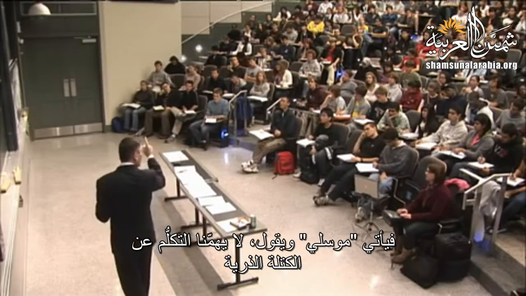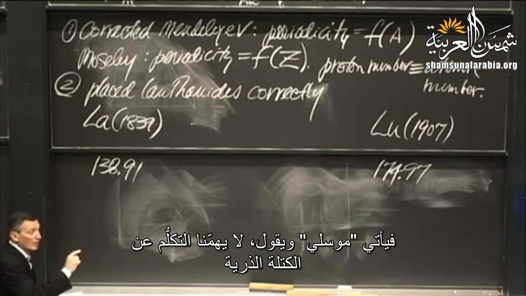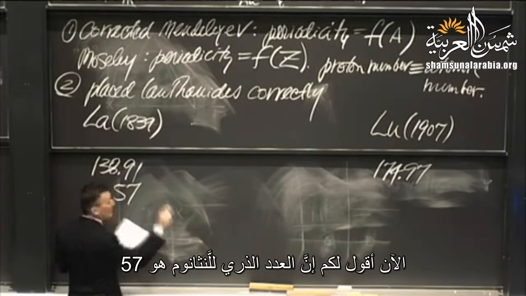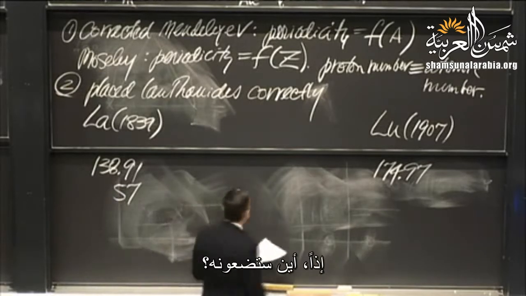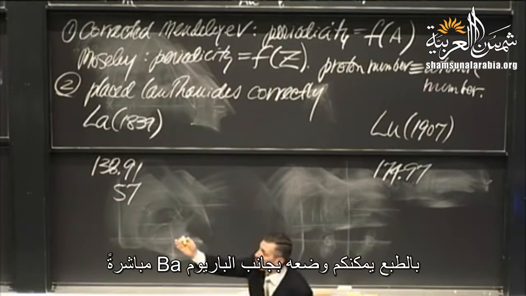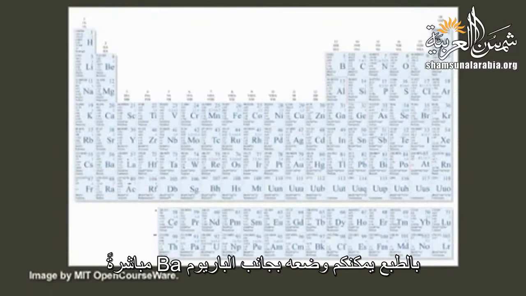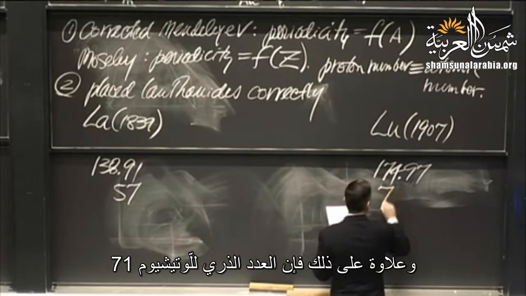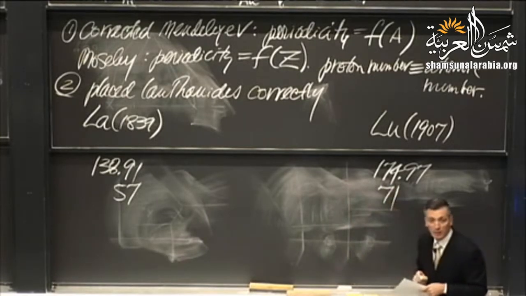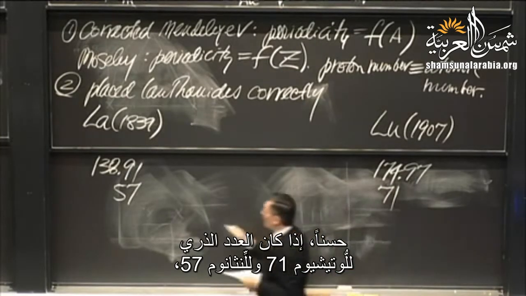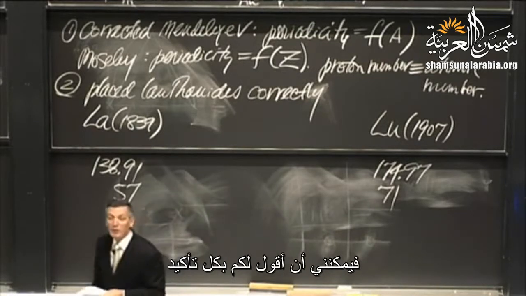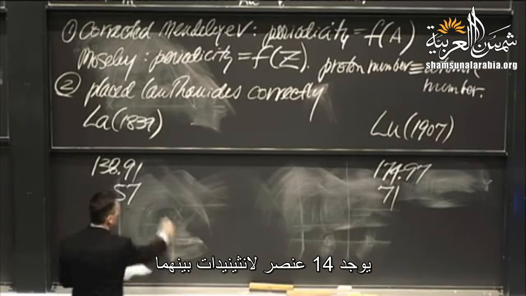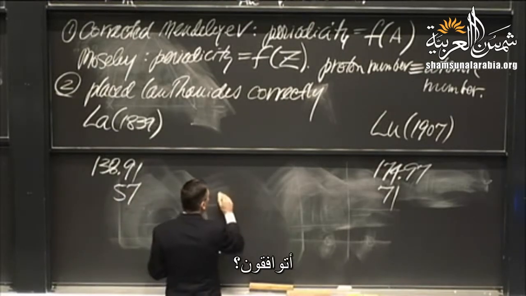But now comes Moseley, and he says, we're not talking about atomic mass, we're talking about atomic number. So now I tell you this atomic number is 57. So where do you put it? Duh, you put it right next to barium. There's no debate. And furthermore, this one is 71, atomic number. Well, if this is 71 and this is 57, I can tell you with impunity how many lanthanides there are. There's 14 of them from here to here. Okay?